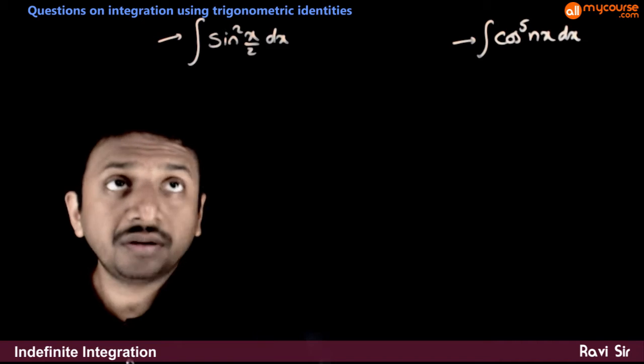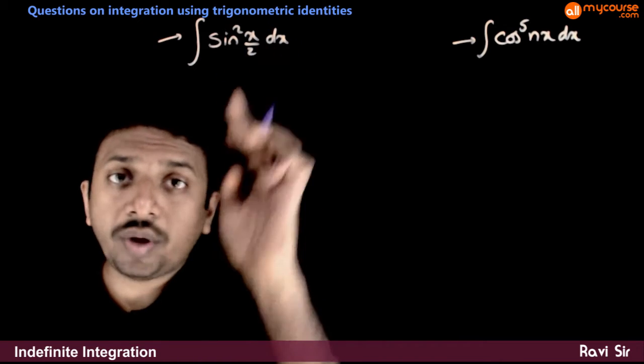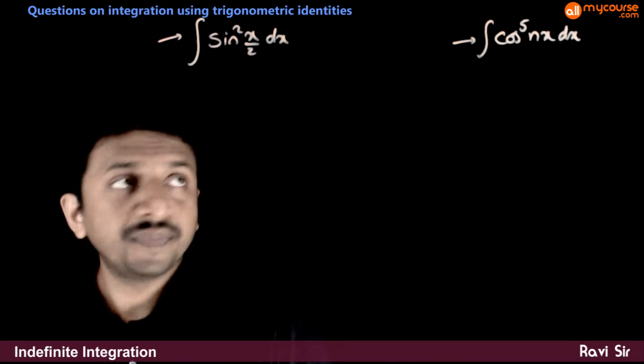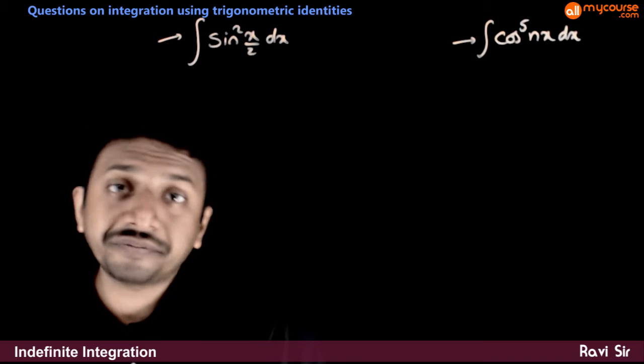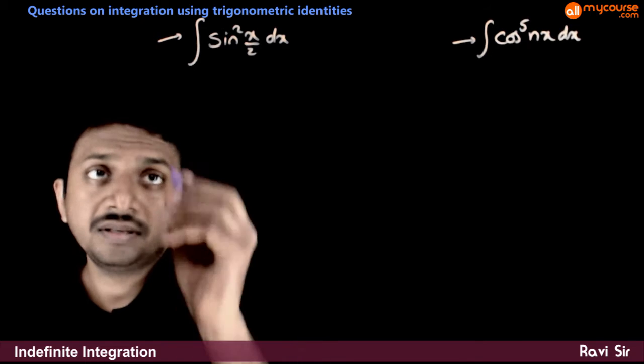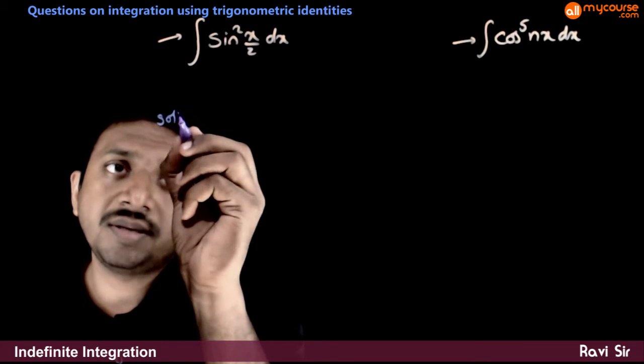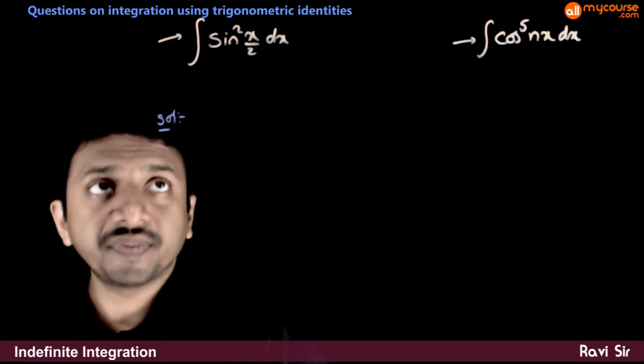So in the first question, you're asked to integrate sin²(x/2) dx. And in the next question, you're asked to integrate cos⁵(nx). So let us see how you can simplify these integrals.